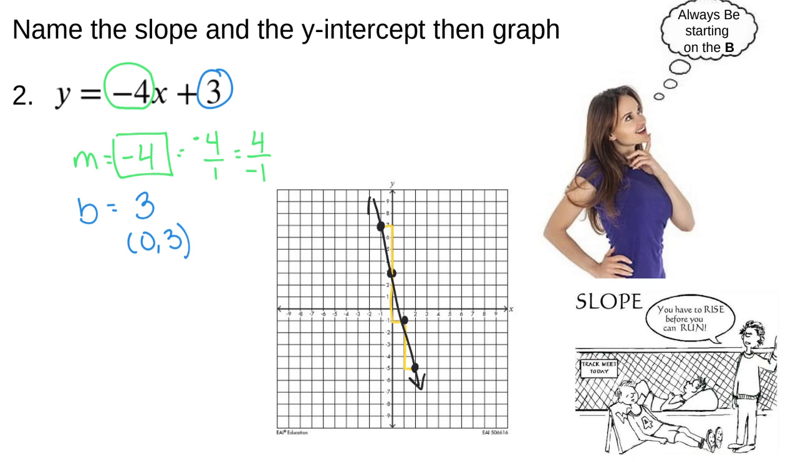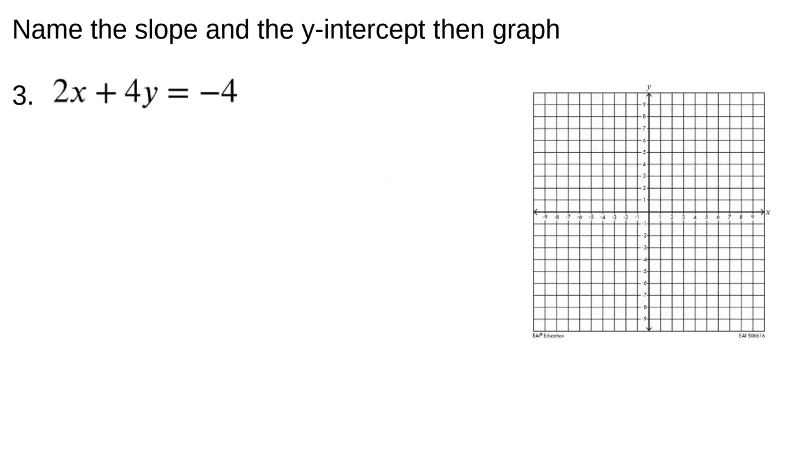Remember, those arrows are important because those are not the only points on the line. This line goes forever using that slope of -4. Let's try one more of those. We're asked to name the slope and the y-intercept and then graph our line.